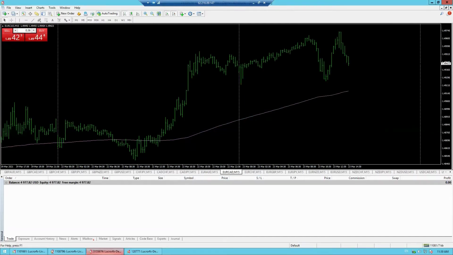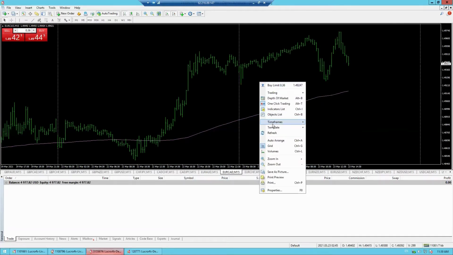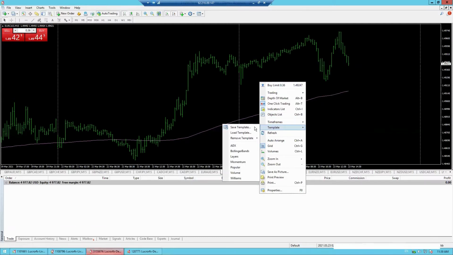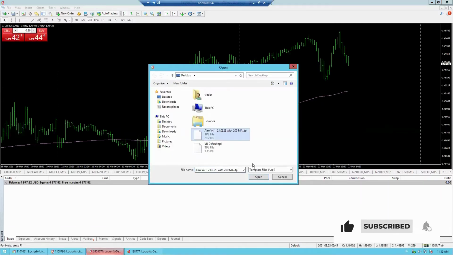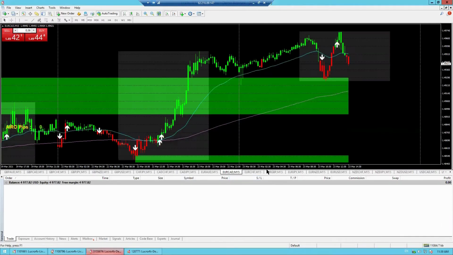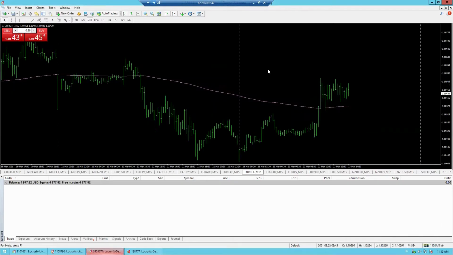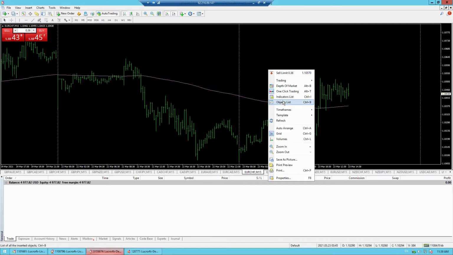Click on the next one, right click, go to templates, go to load, and go to the new template, open it, boom. And just march right along until you get it all done.